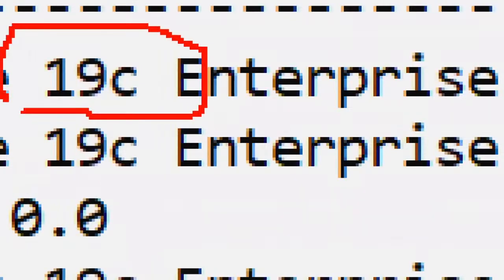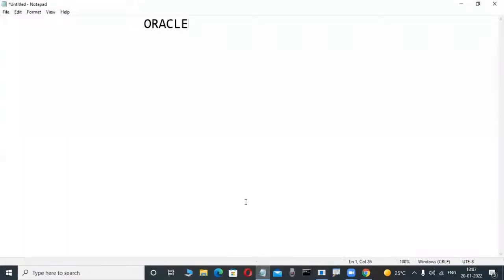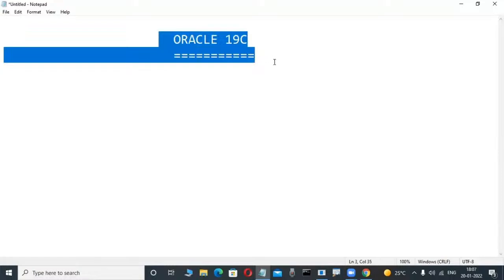C means cloud technology, cloud computing. In olden days, grid computing was there. Now cloud. What is cloud and all these things, we understand. Now, this is Oracle 19c. 19c means cloud technology. Observe it here. This is the latest version we are learning in our class.